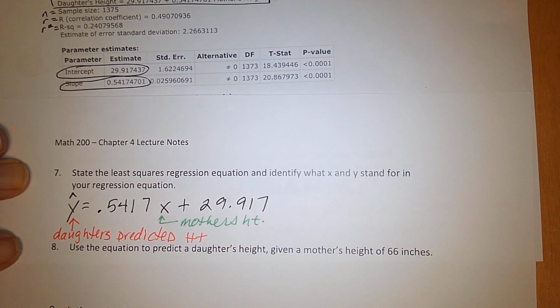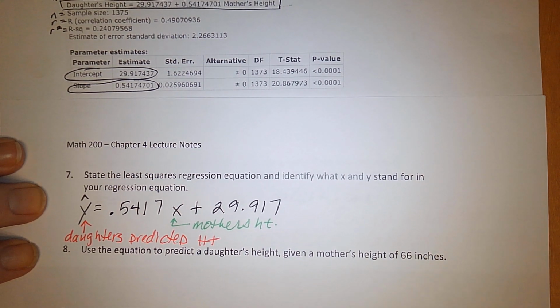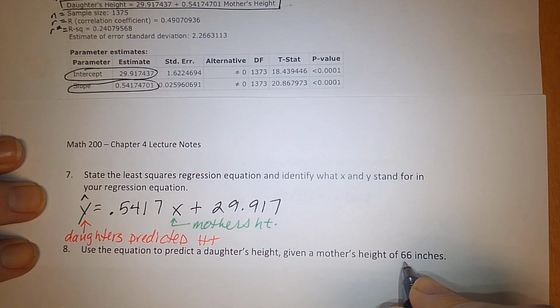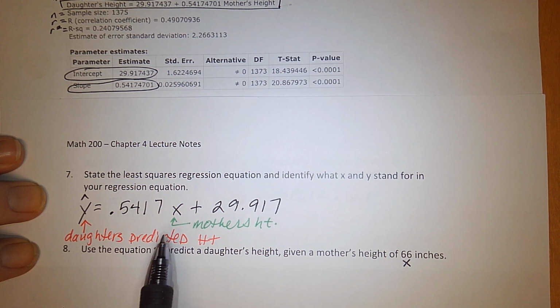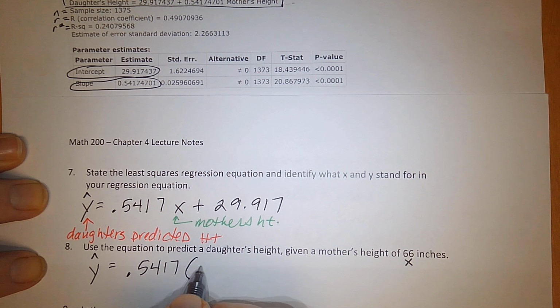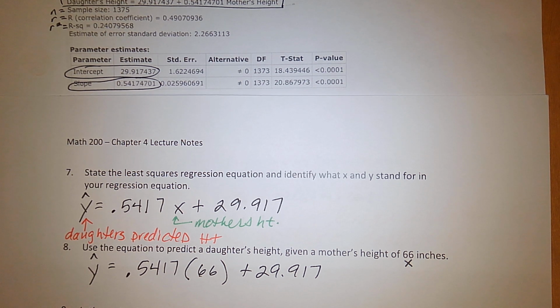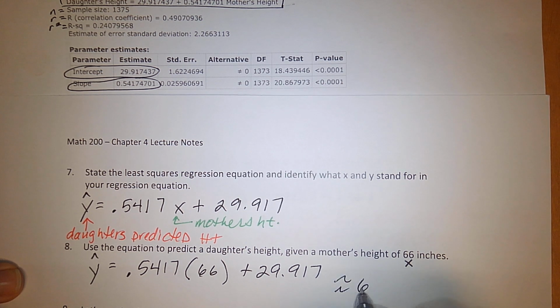Using this equation to predict the daughter's height given a mother's height of 66 inches. So let's say there's a mother that has a height of 66 inches. What would you predict the daughter's height to be? We simply take this X, which is 66, and plug it into our equation. We'll find that the predicted height of the daughter is going to be, if you put this into your calculator, approximately 65.7 inches.